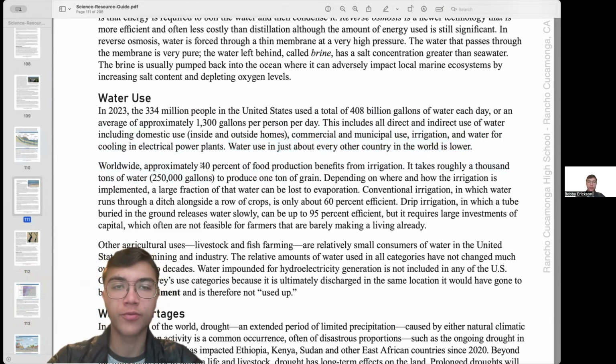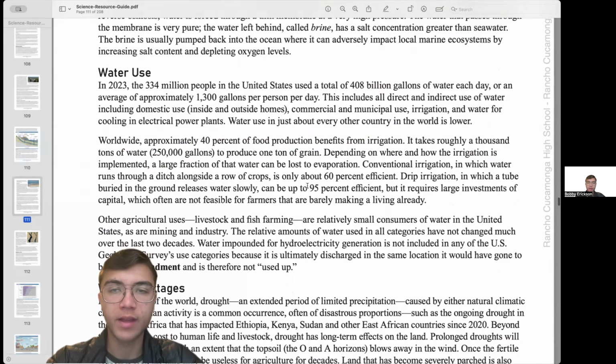Now, if we look at world food production, 40% of food actually is irrigated. So we have 40% of food that all of the world is producing uses irrigation. And so about 1,000 tons of water, which is 250,000 gallons, is used to produce 1 ton of grain. So it's 1,000 to 1 if you're looking at a ratio here. 1,000 to 1 for tons, and then 250,000 gallons is the volume that we see, whereas tons is the weight.